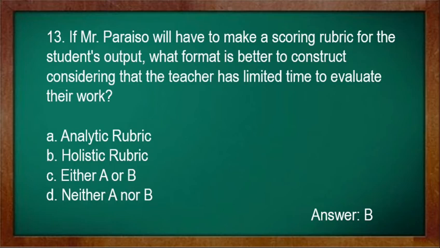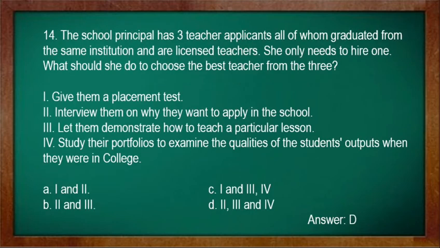Answer, B. Number 14. The school principal has 3 teacher applicants, all of whom graduated from the same institution and are licensed teachers. She only needs to hire one. What should she do to choose the best teacher from the 3? 1. Give them a placement test. 2. Interview them on why they want to apply in the school. 3. Let them demonstrate how to teach a particular lesson. 4. Study their portfolios to examine the qualities of the students' outputs when they were in college.